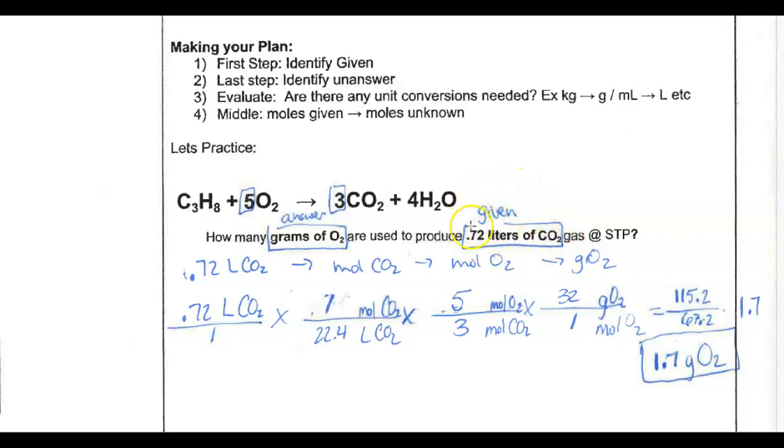So our value here, our actual numerical value, is our given, and that's what we start our plan with: 0.72 liters of carbon dioxide. Then the next step is to know where we're going, right? So the very next thing you do is write the last part of your plan. You'll have a blank space here, grams of oxygen.